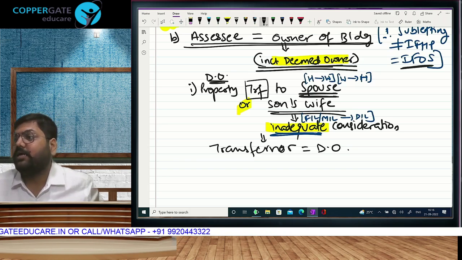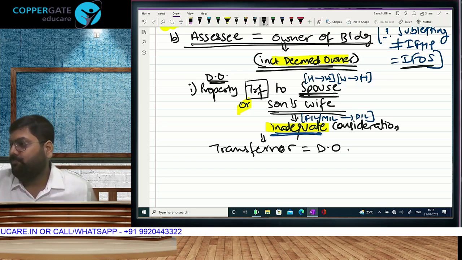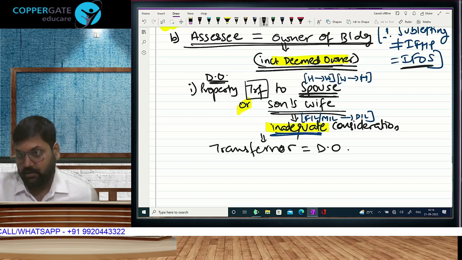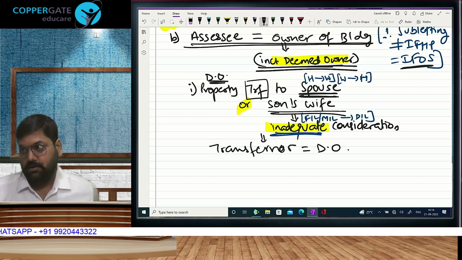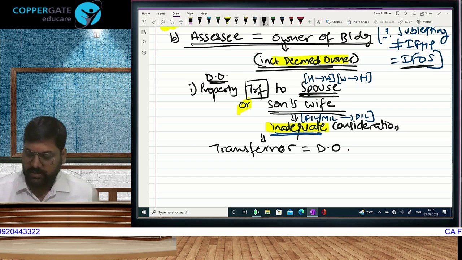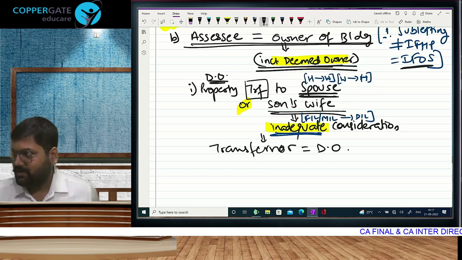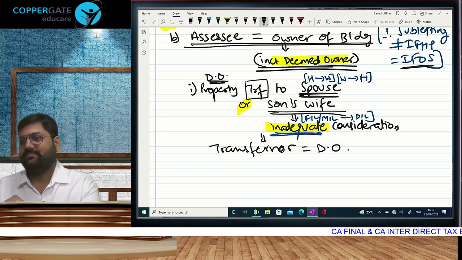Matlab, if A transfers his house property to Mrs. A, या Mrs. A transfers property to Mr. A, condition है inadequate consideration. So the transferor will be treated as owner for house property purposes. समझा? Logic क्या है sir?